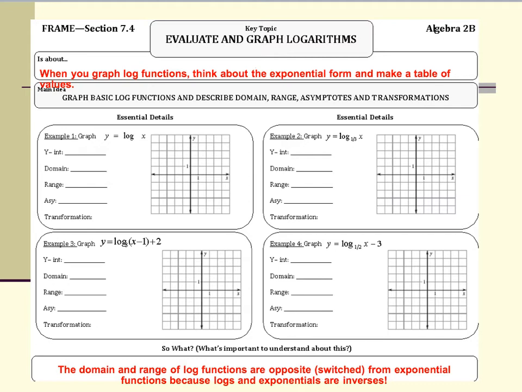Okay, so a thing to remember, let's think about our so what right now as well, as long as we're on here. What you have to remember is the domain and range of log functions are opposites. They're going to be switched from exponential functions, and this is because logs and exponentials are inverses. So our domain was always all real numbers when we did exponential functions. Our range now is always going to be all real numbers.